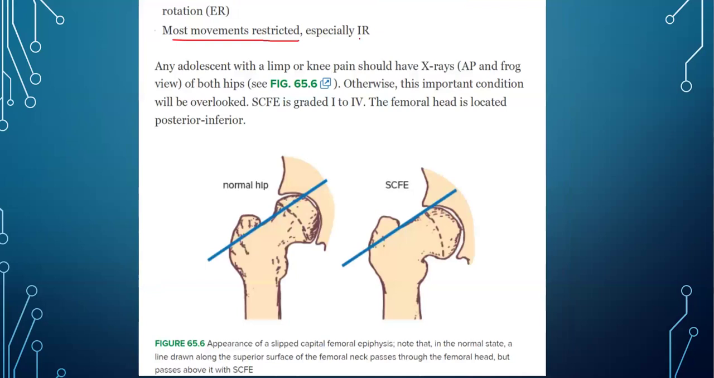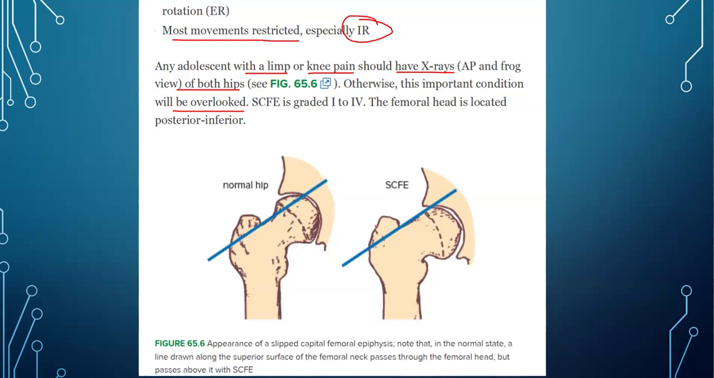Most movement of the hip will be restricted, but especially internal rotation will be mainly affected in this case. So any adolescent with a limp or knee pain should have an X-ray of their hip as well. Definitely we'll do an X-ray of the knee, but you should also consider doing a hip X-ray. Otherwise, this important condition can be overlooked.